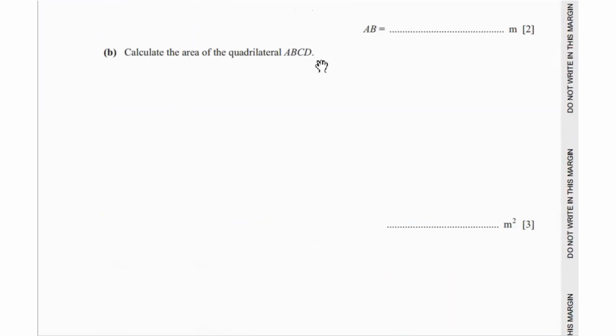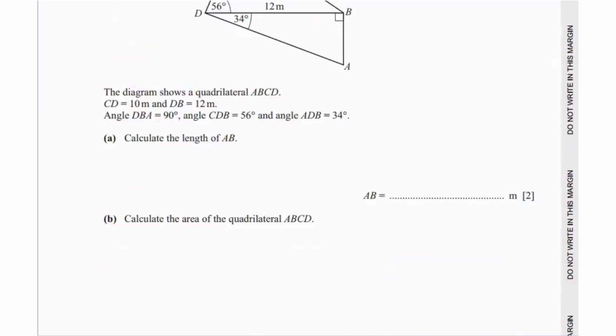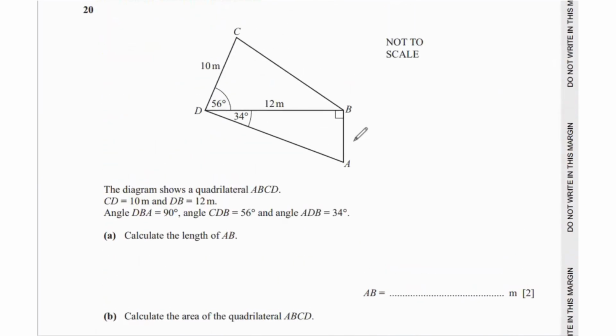Then it says calculate the area of the quadrilateral ABCD. So for the area, this was 8.09 meters. We can easily find the area of triangle ABD because we have the height and the base. And we can also easily find the area of the triangle CDB because we have two lengths and the angle between them. So if we use the formulas for ABD, that's 1 over 2 times 12 times 8.09. You find the area of the triangle separately and then add them up.